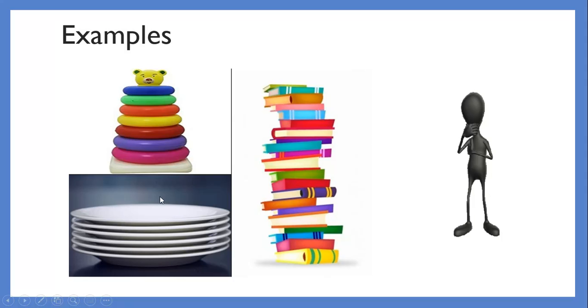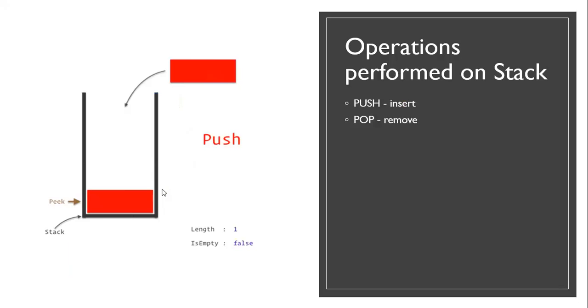But how is this type of stack used in memory? How can values be stored into the memory in a stack structure? Okay, so let's see what that is. When you are storing elements into a stack, or putting elements into a stack, you can perform two operations: push operation and pop operation. What do you mean by push? Push means inserting elements into a stack.